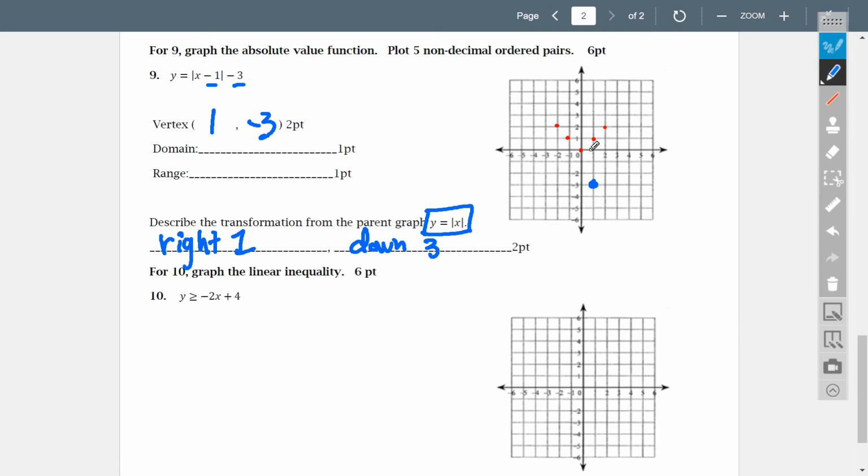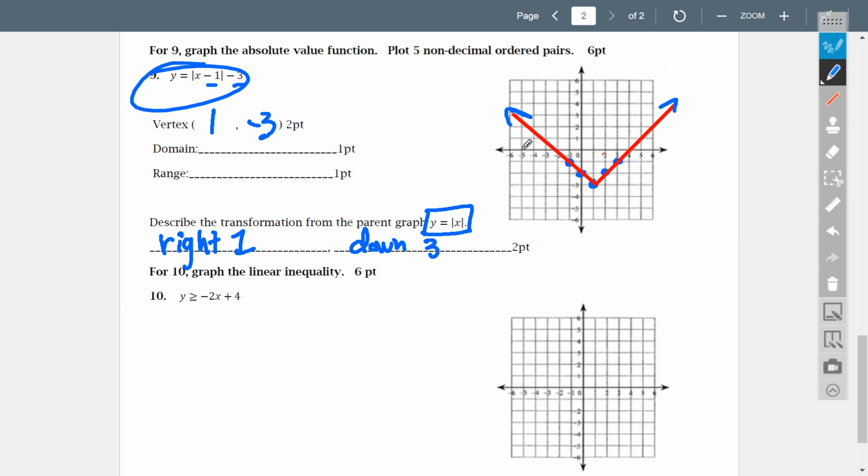Down 3, right 1. Down 3, right 1. 1, 2, 3, 1, so right here. This one, 1, 2, 3, 1 is right here. This one, 1, 2, 3, 1 is right here. So my shape is like this. This is my graph, my V shape for my absolute value function that I'm looking at for number 9.